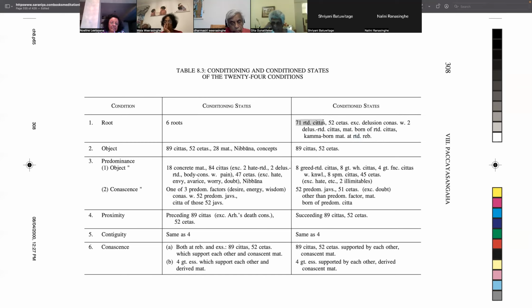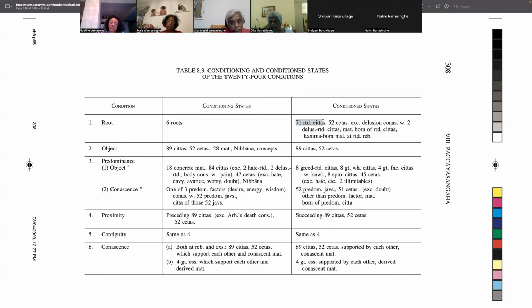71 chittas. How did we get the 71 chittas? The 89 chittas minus what? The rootless. How many rootless? 18, correct. So 89 chittas minus 18 gives 71 rooted chittas. And there are 52 chetasikas, excluding delusion connascent with 2 delusion rooted chittas.